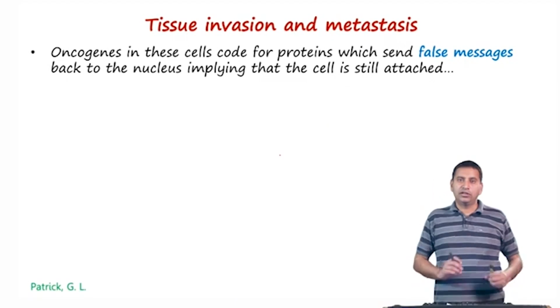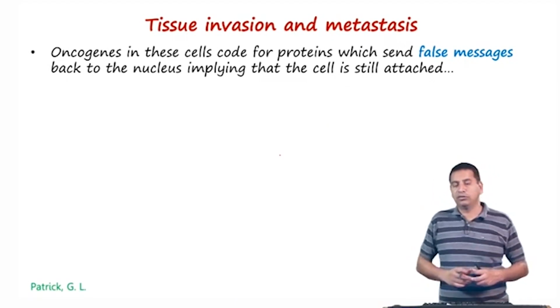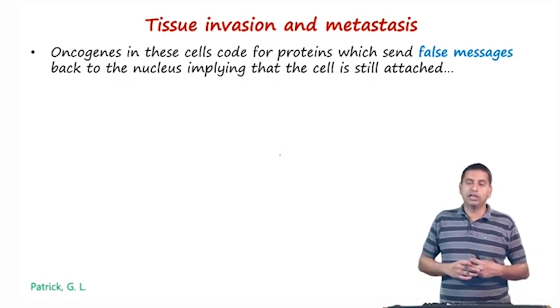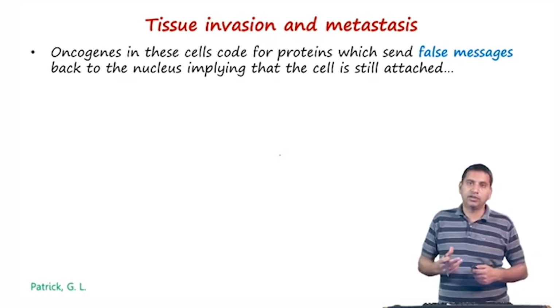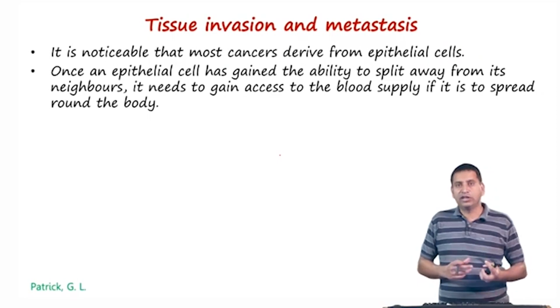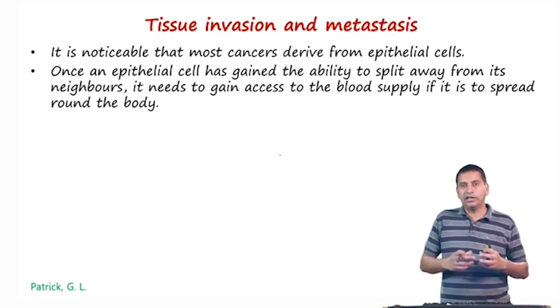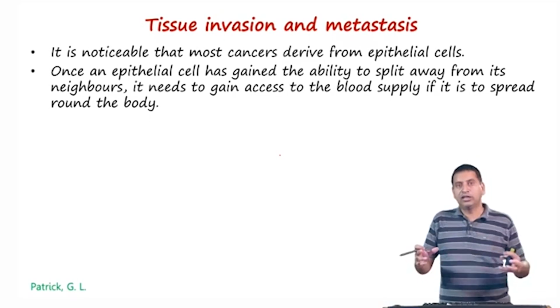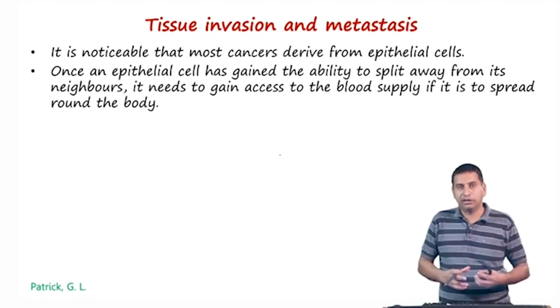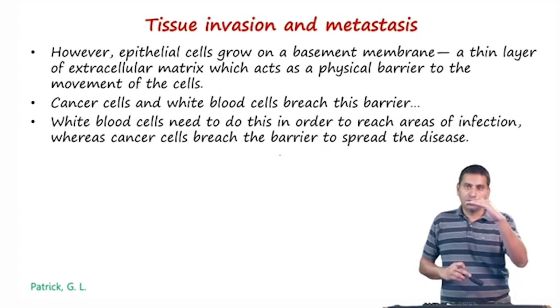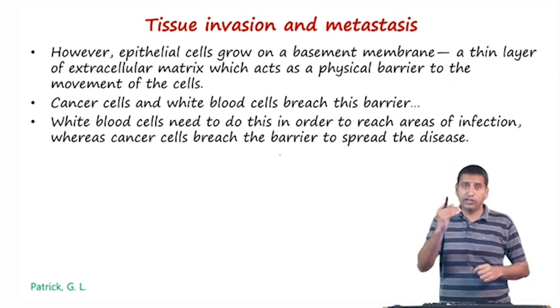Oncogenes which are present in these cells code for proteins which send what are known as false messages back to the nucleus, implying that the cell is detached. It is noticeable that most cancers derive from epithelial cells. Once an epithelial cell has gained the ability to split away from its neighbors, it needs to gain access to the blood supply if it is to spread around the body. However, epithelial cells grow on a basement membrane, a thin layer of extracellular matrix which acts as a physical barrier to the movement of cells.